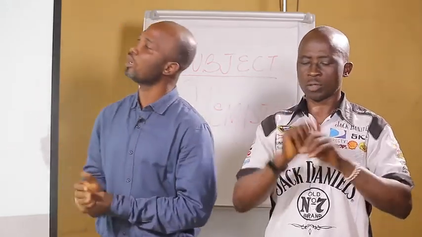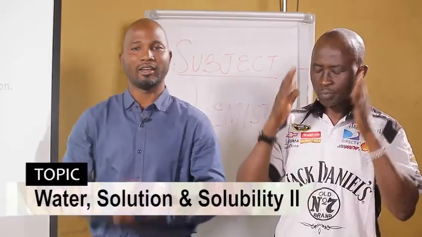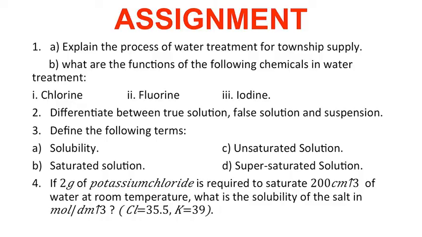So I'll quickly look at our assignment for today's lessons. It's very, very important for you to go through them to find out whether learning has actually taken place. First, it says, explain the process of water treatment for town supply. Another name for town is municipal, so don't get confused. It can be municipal, it can be town supply.